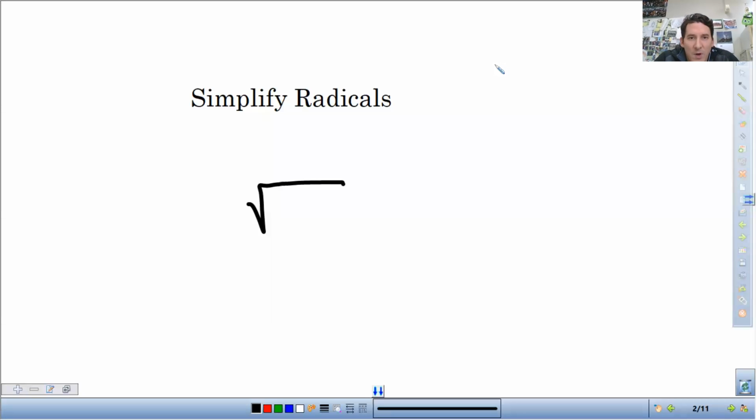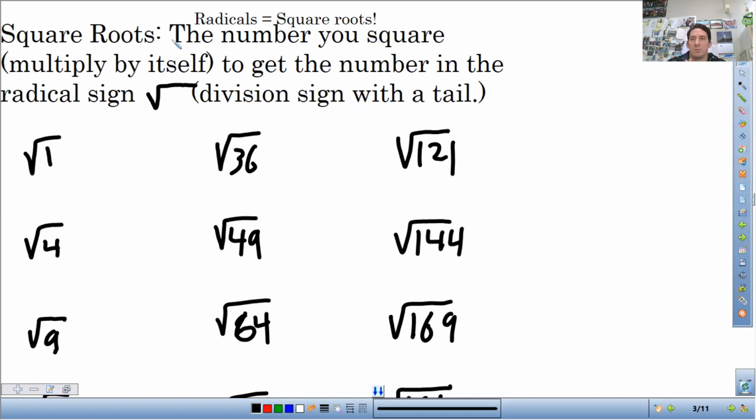All right, IM1 classes. Today we're going to be talking about a skill that's going to help us as we move into the geometry portion of this class. So what we're going to be talking about is simplifying radicals. Let's actually talk about what a radical is. A radical is just a square root.